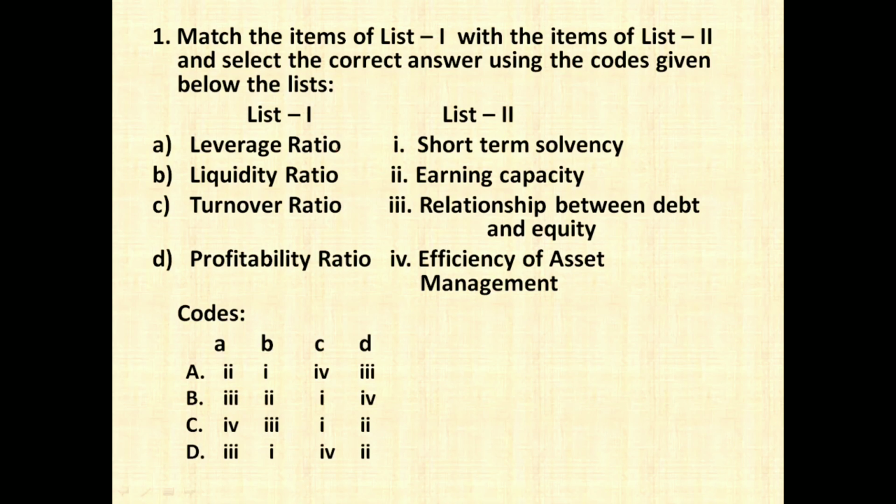Leverage ratio is always related to relationship between debt and equity. Liquidity ratio shows the short-term solvency. Turnover ratios are used to find out the efficiency of asset management. And profitability ratio are used to find out the earning capacity of the firm. So A3, we have two options of A3. Then B1, A3, B1. So the right answer is going to be option number D.